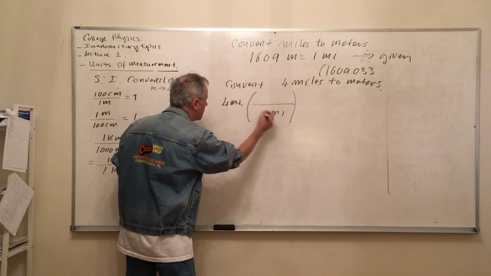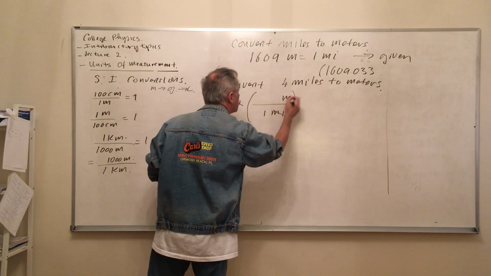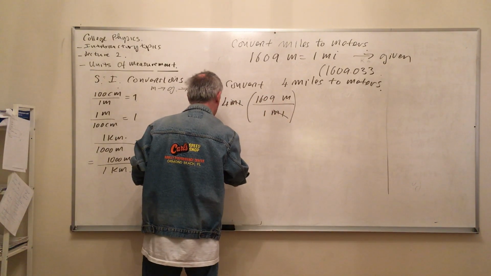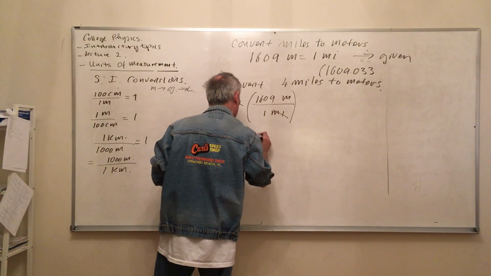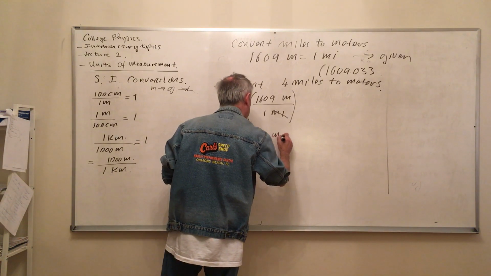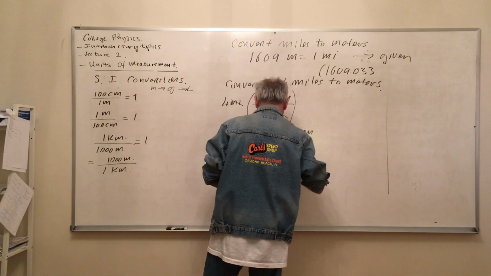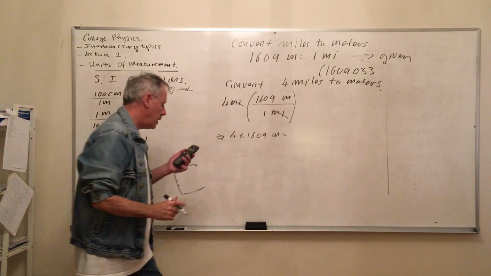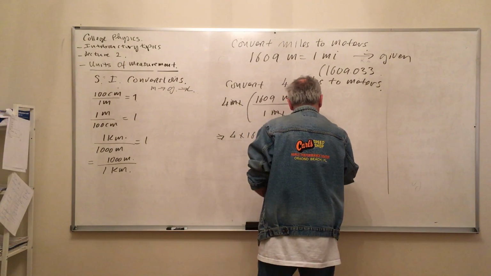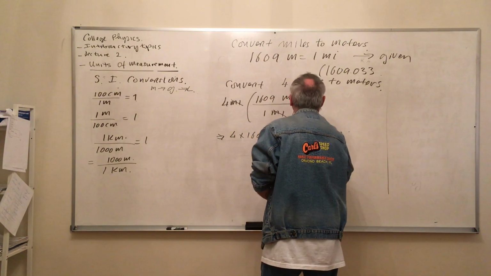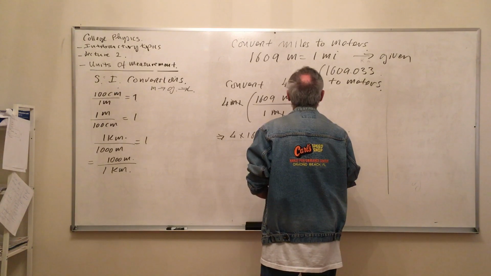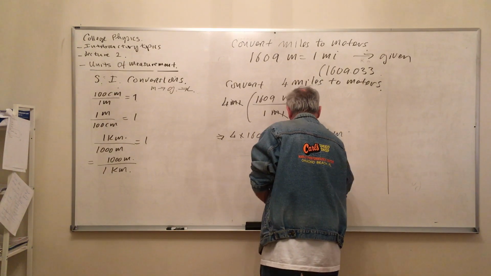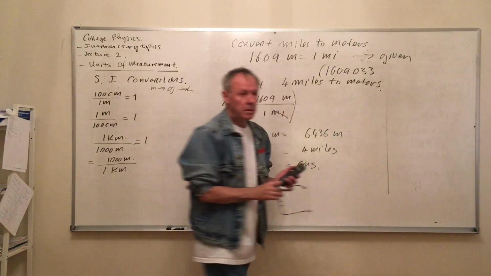We need a unit factor to get rid of the miles and end up with meters, and we have our unit factor as being 1609 meters is 1 mile. So we get 4 times 1609 meters, which is 6436 meters, and that is 4 miles. That's enough for this session.